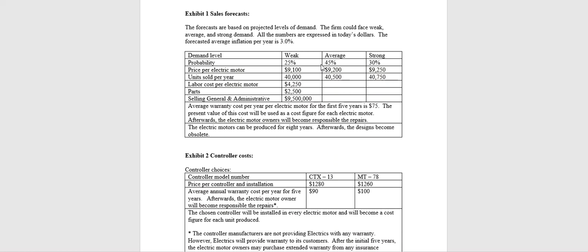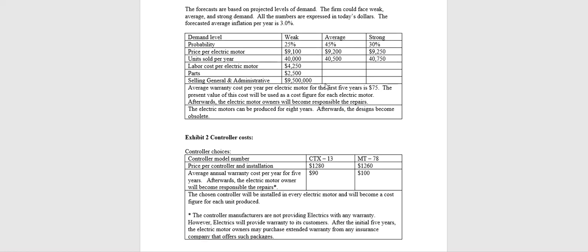On page 5 are the variables to the case, where you are to construct the capital budget analysis for 2 products. Product number 1 is CTX13. Product number 2 is MT78. You are going to be doing the base analysis based on average scenarios, but also you'll be doing a scenario analysis taking into account weak and strong demand levels of the product. Put all these variables into a capital budget analysis, and you can determine the return.